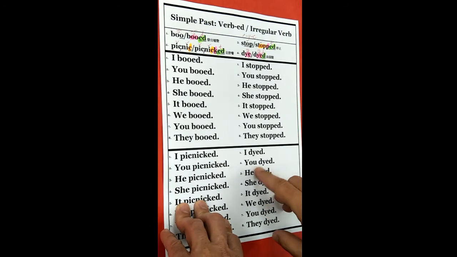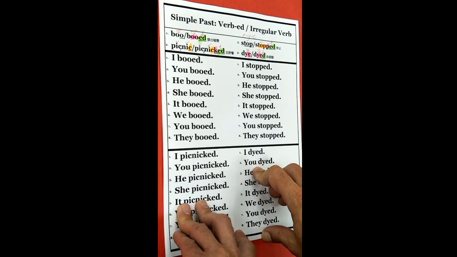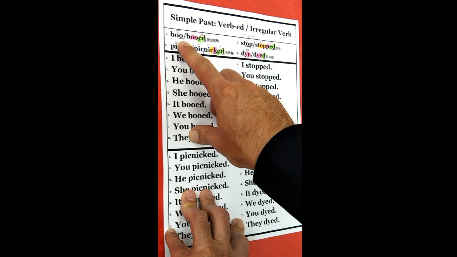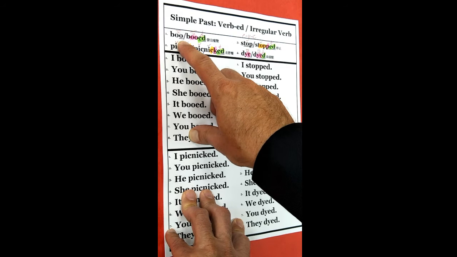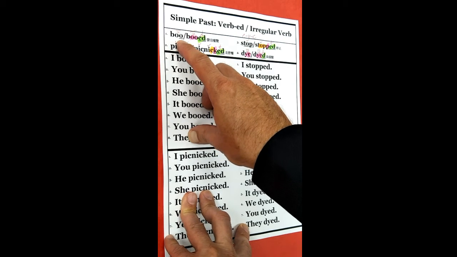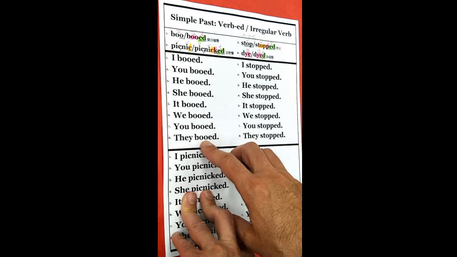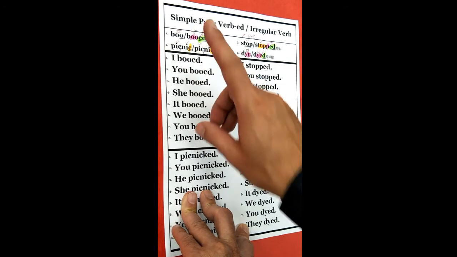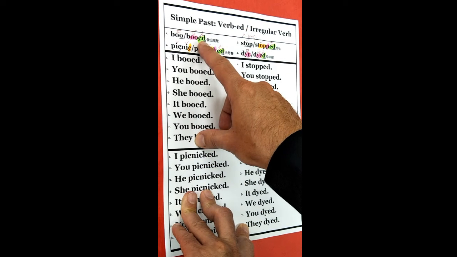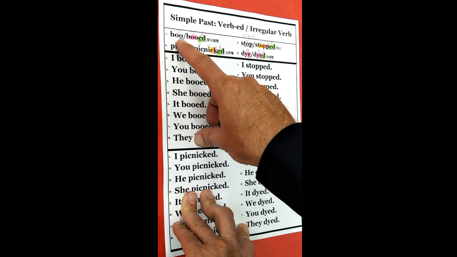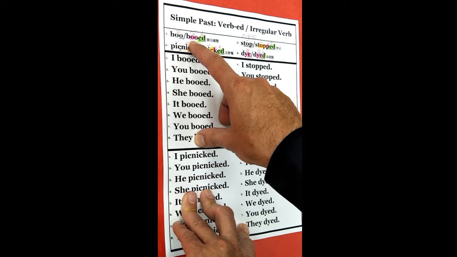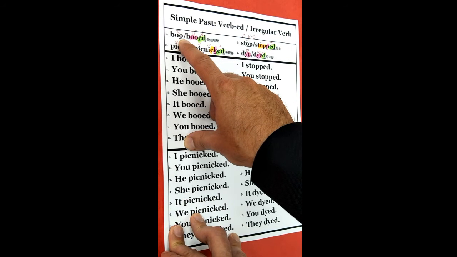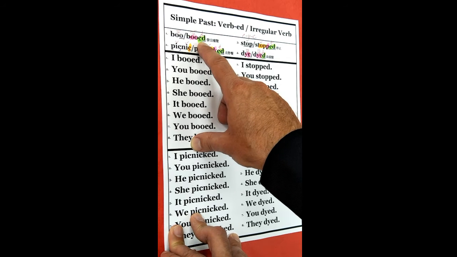All right, more spelling rules. Look at number 1. The end of the verb is an O. Boo. What do we do? We add ED. Boo, OO, voiceless. So ED sounds like D. Booed. Again, at the end is an O. We don't care. We add ED.